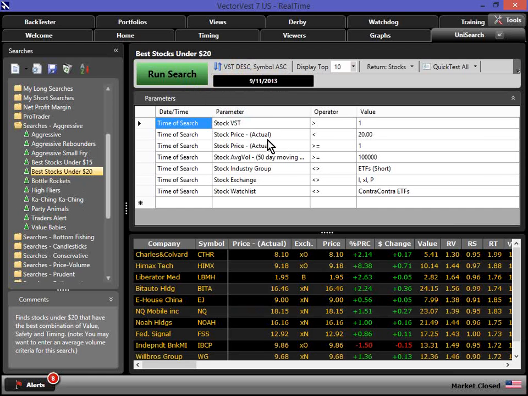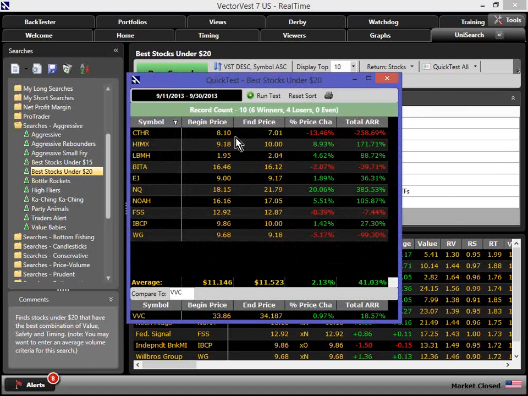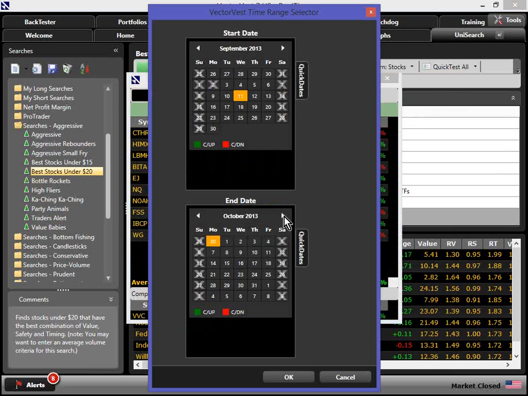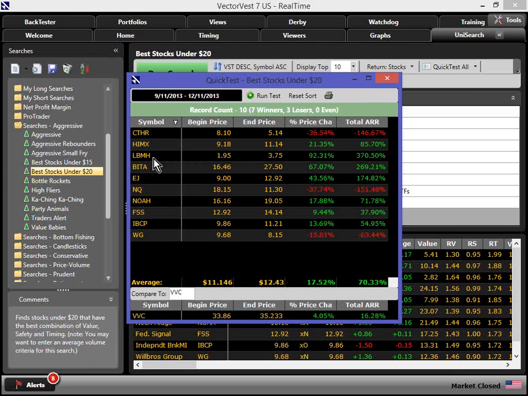So let's just run this search, and let's just quick test them again. Let's see how they did. All right, so now this is after 2.5 weeks. Not bad, 2% in 2 weeks, 41% annualized. If you were to take that all the way to December, not bad. Wow, this one really took off, right? All right, so it's 17%. So best stocks under 20 and bottle rockets, 2 of the best searches in this folder.